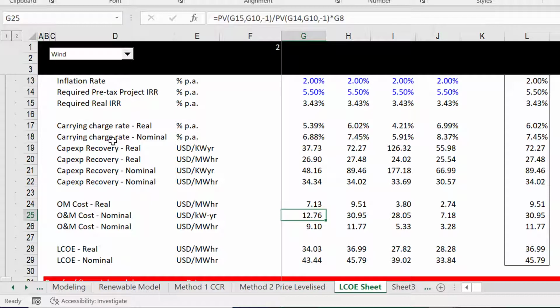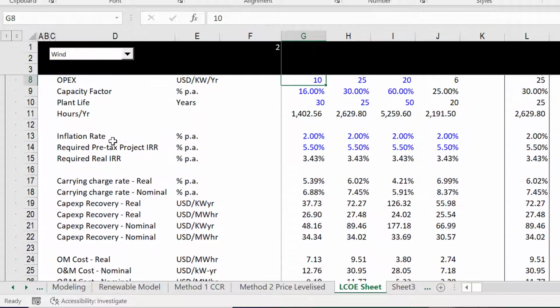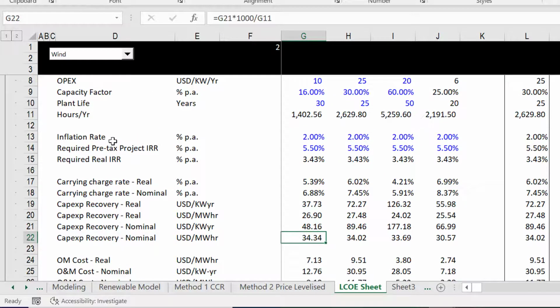Oh, no, not finally. For the nominal O&M, we have to be a little bit careful. We have to inflate our O&M if we're going to do things in nominal terms, and this is where you can use this PV and use the same rate. And PV of, you put the real rate in at the top, G15, and then you put the PV using the nominal rate and the G number 10. Well, that's the life, G number 10.